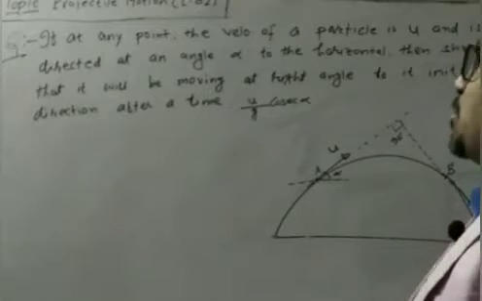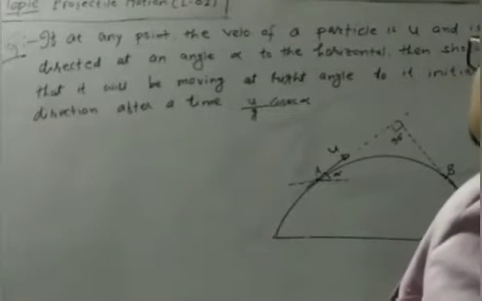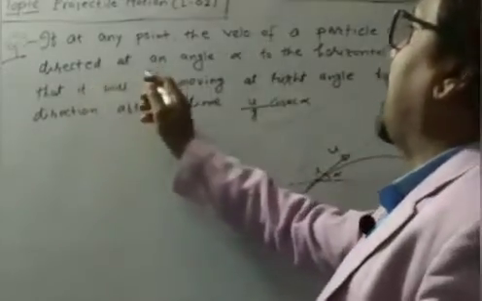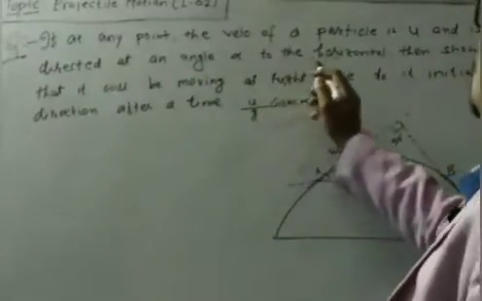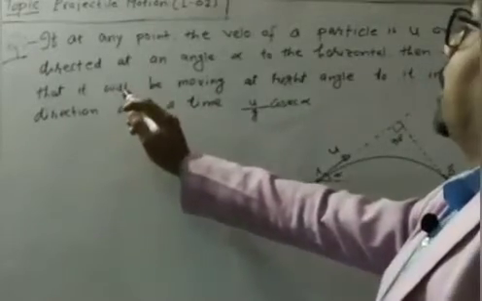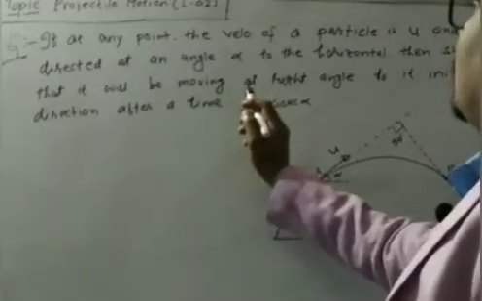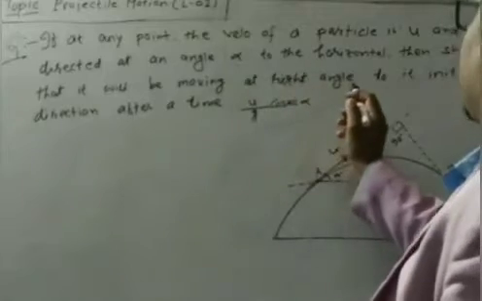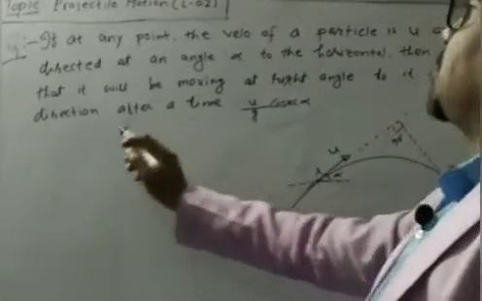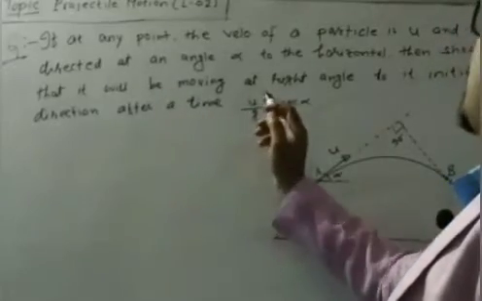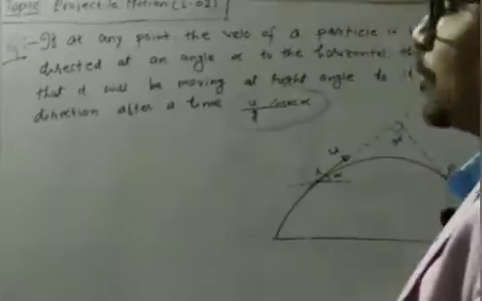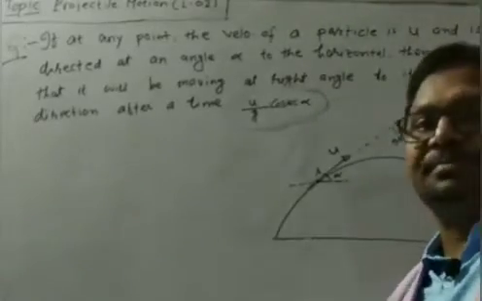If at any point the velocity of a particle is u and is directed at an angle alpha to the horizontal, then it will be moving at right angle to its initial direction after a time u by g cos alpha. Okay dear, what does it mean?